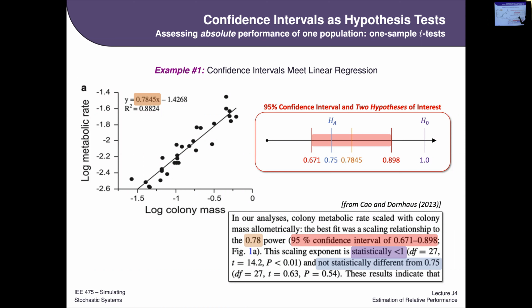It doesn't show up in this confidence interval. If she were to run this experiment again, she would get a slightly different line, and again a slightly different line. But we're pretty confident that if she ran 100 of these experiments, 95 of them would include the real slope, and it would very likely not be 1.0. So 1.0 is probably not the real slope. So then she goes on and says this scaling exponent is statistically less than 1. That's her saying that 1.0 is not in the confidence interval, and is not statistically different from 0.75.